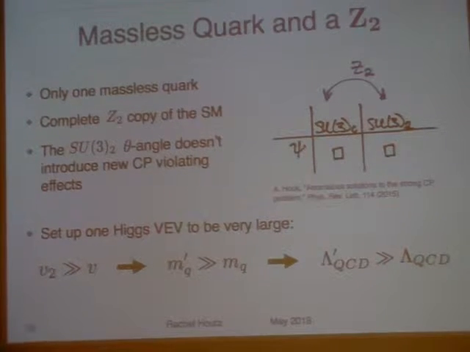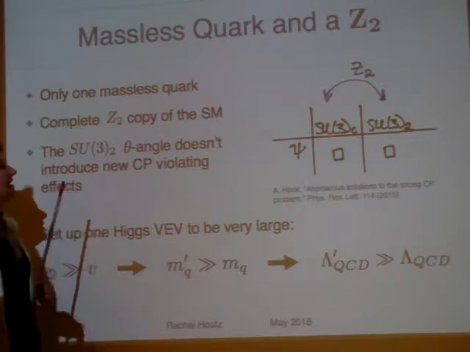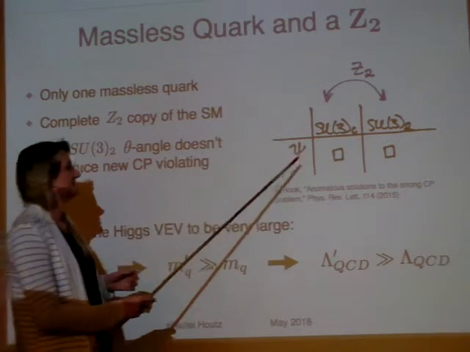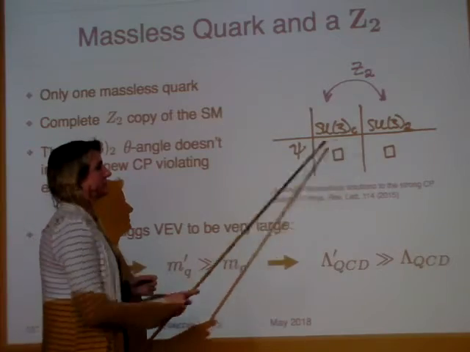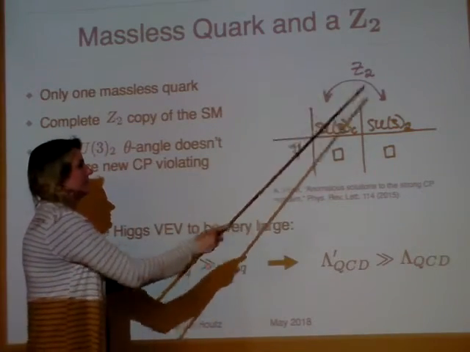Hook put forward another solution to the strong CP problem with massless quarks. So Hook more recently did the same thing. He throws in a new massless quark charged under two gauge groups, and the two gauge groups are related by a Z2 symmetry.